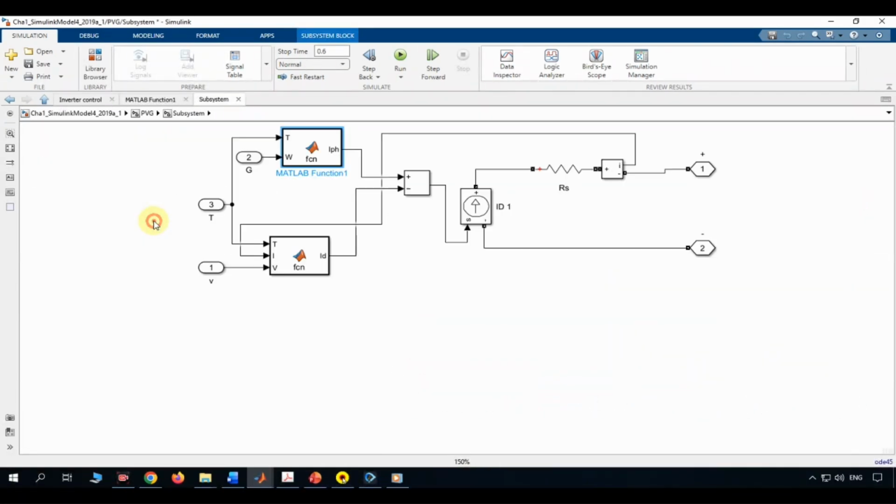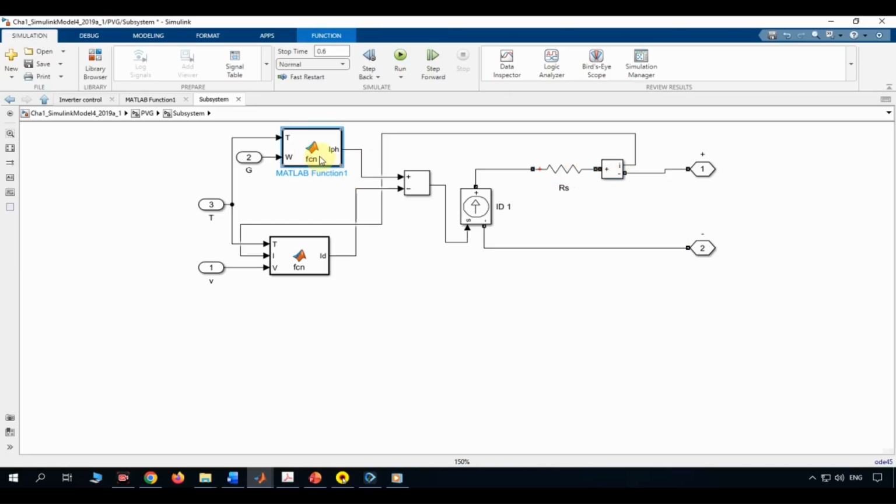Double-click that block, and this is what's actually running inside. Two FCN blocks, one labeled IF, one just labeled FCN for diode current, a sum block, a controlled current source, a series resistance, and a current sensor feeding back into the diode calculation. Let's take these one at a time.